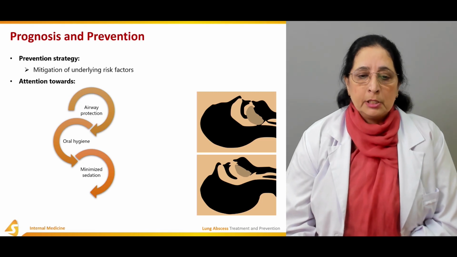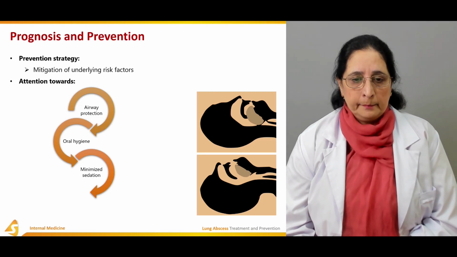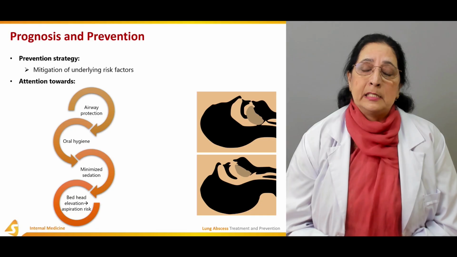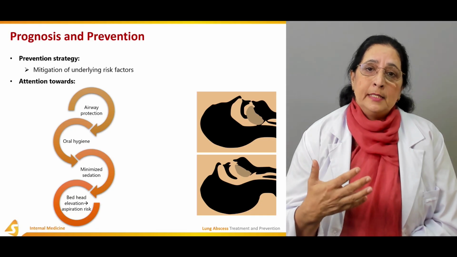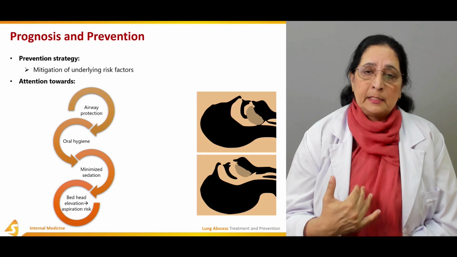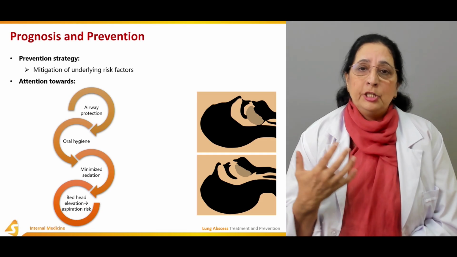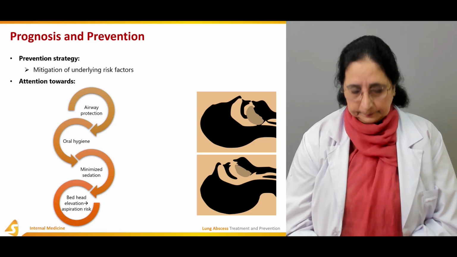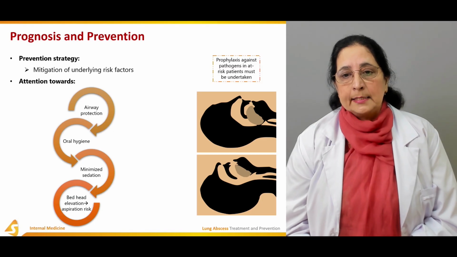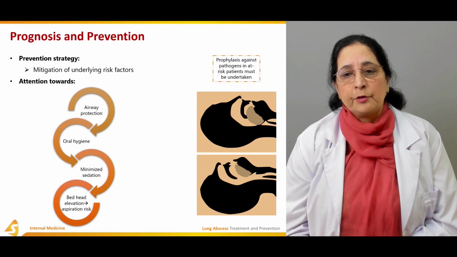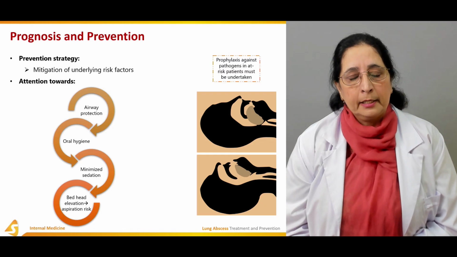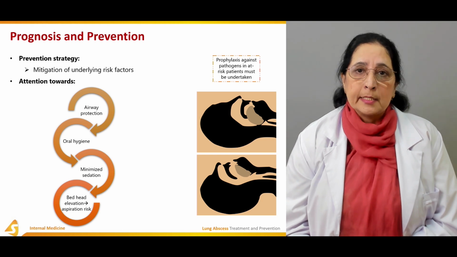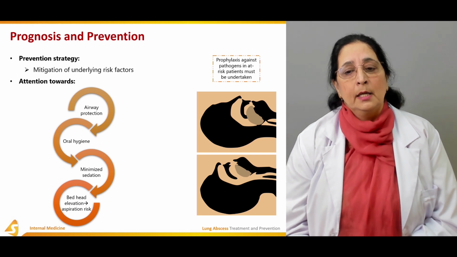Sedation or sedatives should be minimized. Bed head elevation can avoid the aspiration. If the head of the bed is elevated, we can avoid the aspiration, which is one of the major causes of primary lung abscess. Prophylaxis against pathogens in at-risk patients must be undertaken. So prophylactic treatment in patients who are at risk of developing lung abscess can be done.